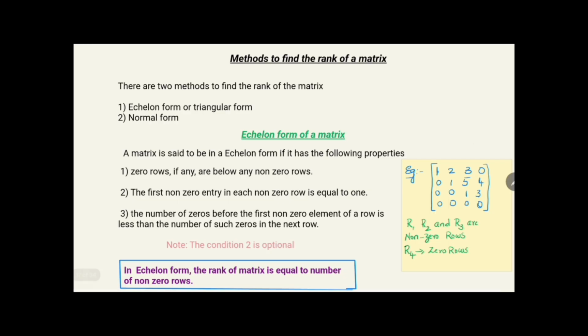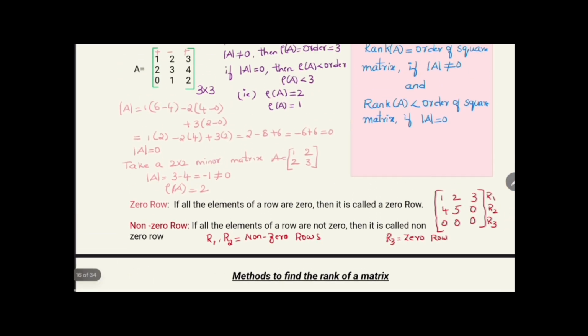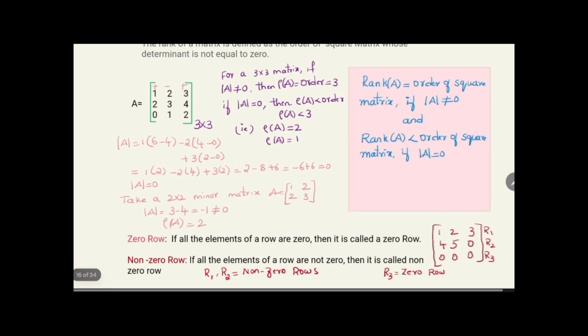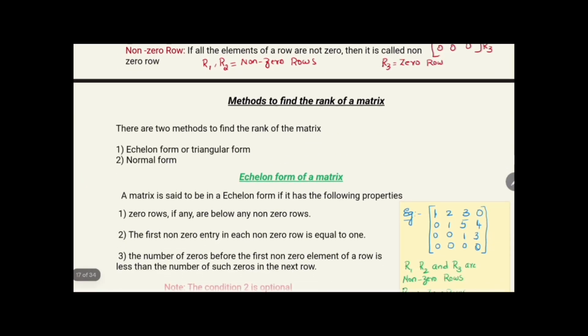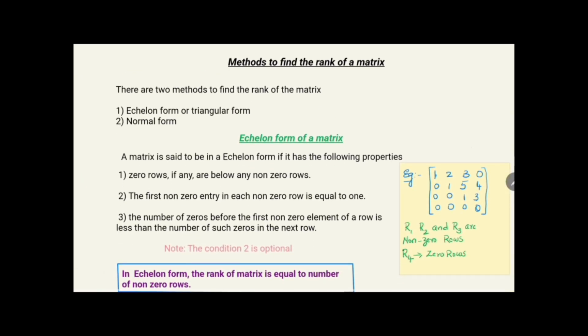Next, coming to the methods to find the rank of a matrix. Whatever matrix we have seen, this method is based on the determinant of a matrix. The rank of a matrix will be based on the determinant here. But whereas coming to this, there are two methods to find the rank of a matrix. First one is echelon form and triangular form. And the second one is normal form. Echelon form is also called triangular form. Okay, first let's discuss echelon form of a matrix.